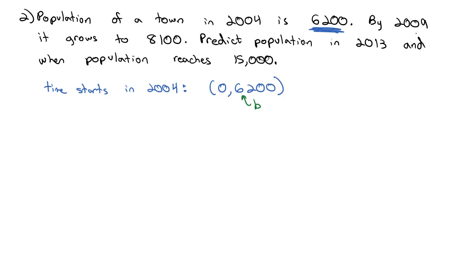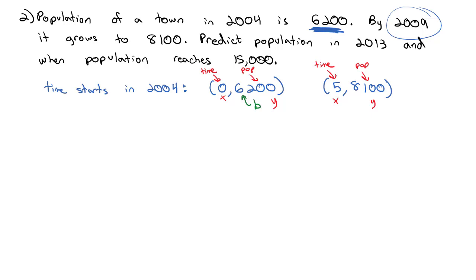For my other point then, 2009, I see that's 5 years after the beginning of time. And the population there is 8,100. Again, notice we put time in first on both of them. Time is our x. Population on both of them is our y.